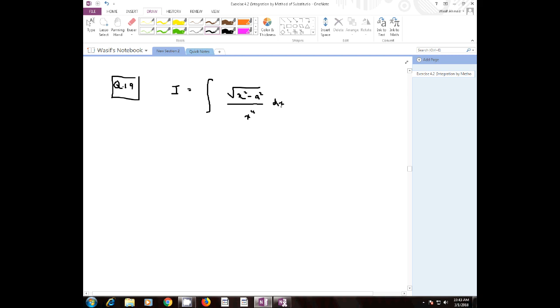Since there is x square minus a square, and we know that we can substitute x equal to a secant theta, but a more useful substitution here would be x is equal to a cos hyperbolic theta. Therefore I would substitute x equal to a cos hyperbolic theta, and definitely its differential would be a sine hyperbolic theta d theta.